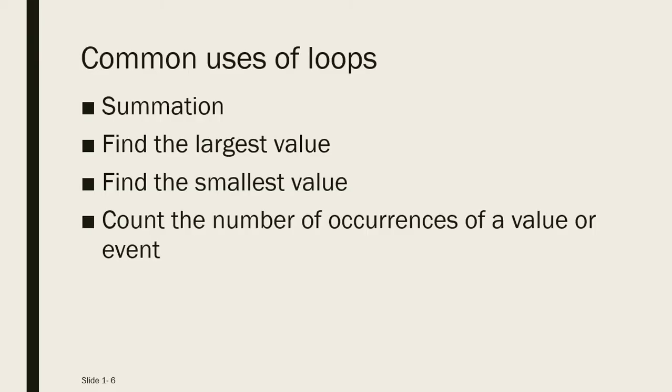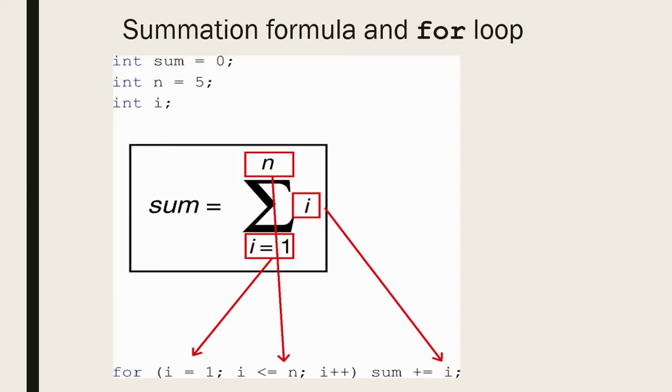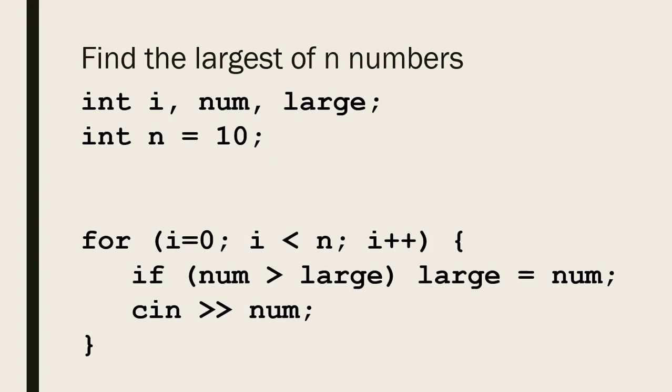There are some very common uses for loops that we should be familiar with. Summation, finding the largest and the smallest, counting the number of occurrences of a value or an event. Let's just quickly go through those. Summation we kind of already did in detail with for loops. Basically, a for loop just runs from a low to a high value and adds up a bunch of numbers. So summation, I think we should probably have already.